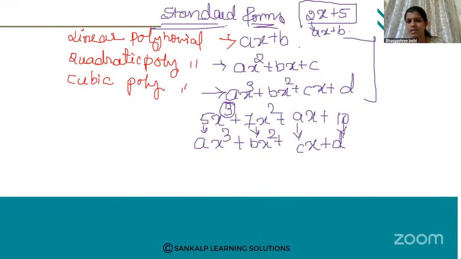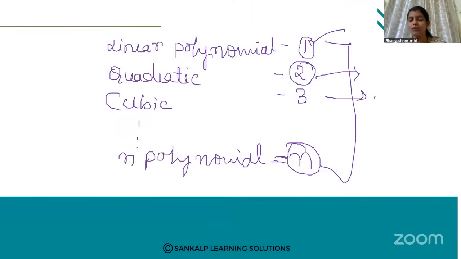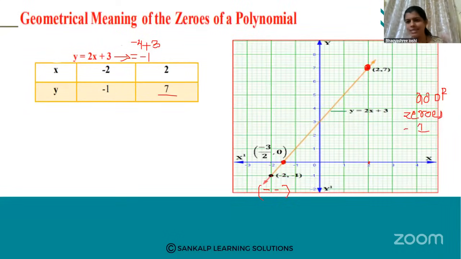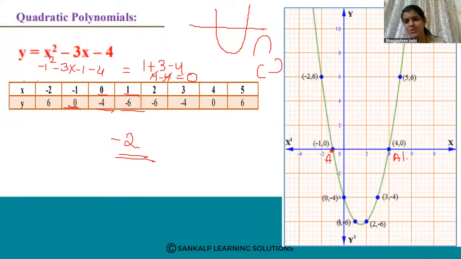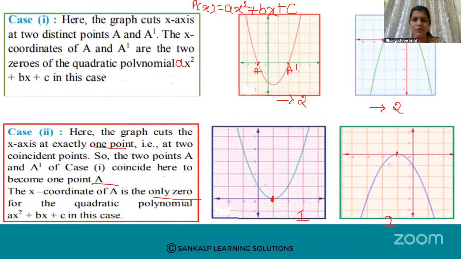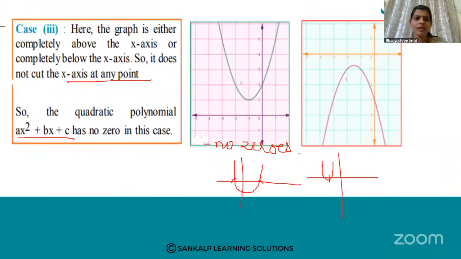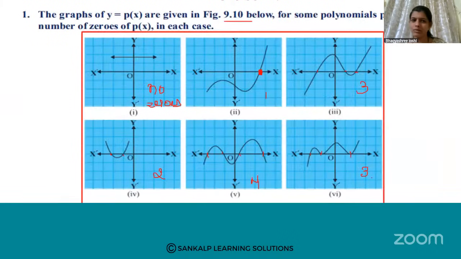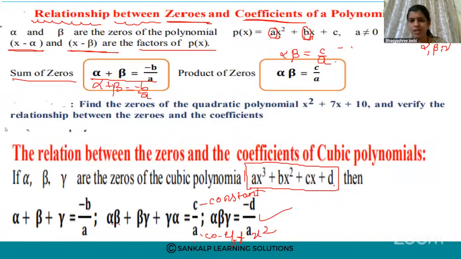So in today's session, what are we going to discuss? See, this is a very interesting topic: geometrical meaning. By using the graph, we can find out the number of zeros. Looking at a graph, we say how many zeros there are, right? That was interesting. Next, we have the relationship between zeros and coefficients.